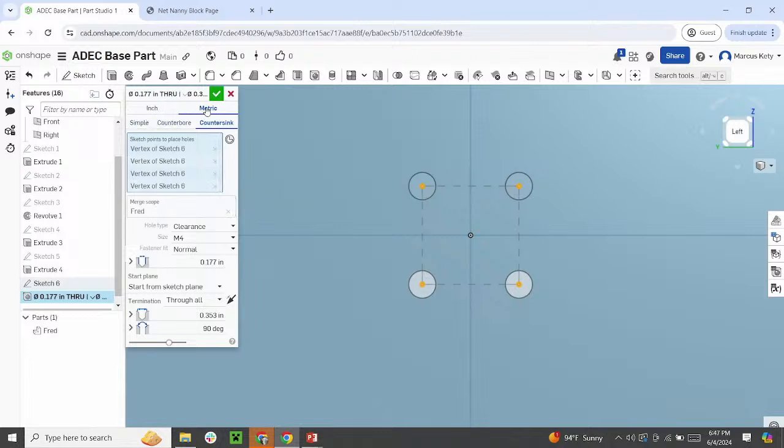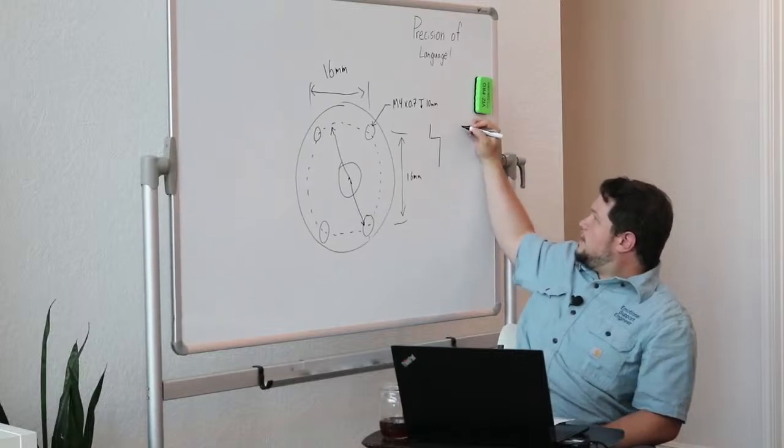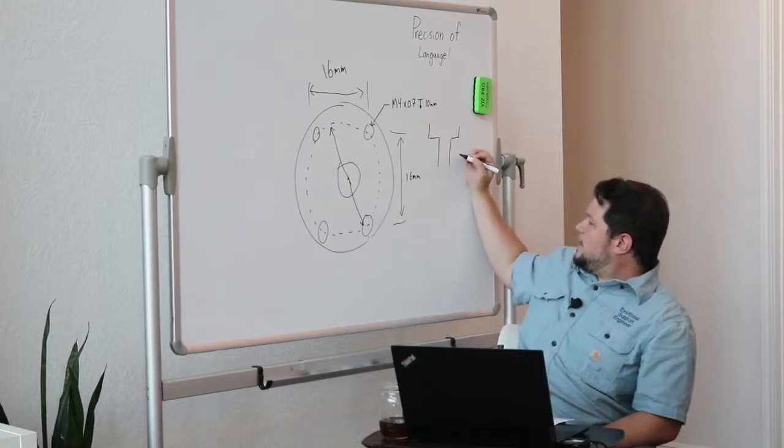So it is metric. It's not standard. It's not SAE. It's not an inch bolt that we're putting in. It's metric. You can choose a simple hole, which is just a straight through hole, or a counterbore. If I did a cross section of a counterbore, it has room for the head of the bolt.